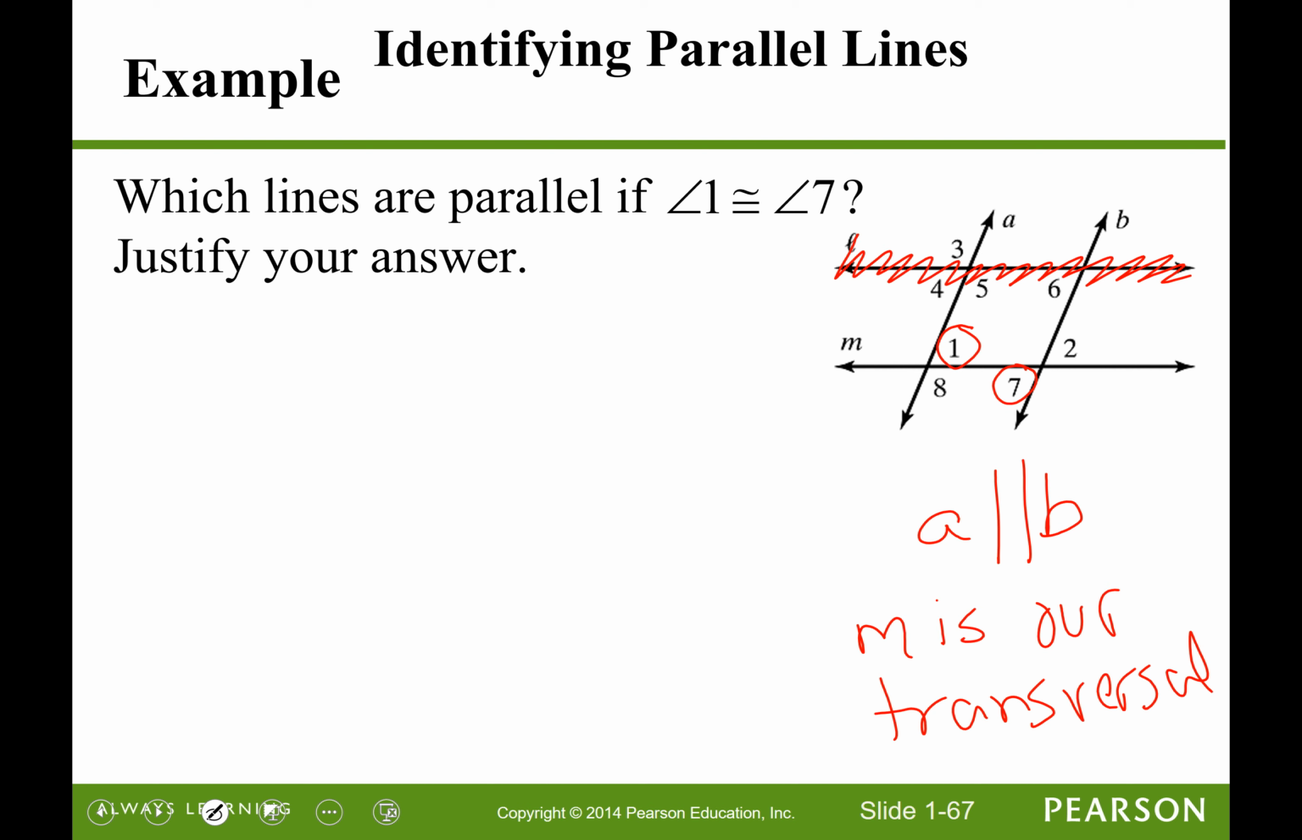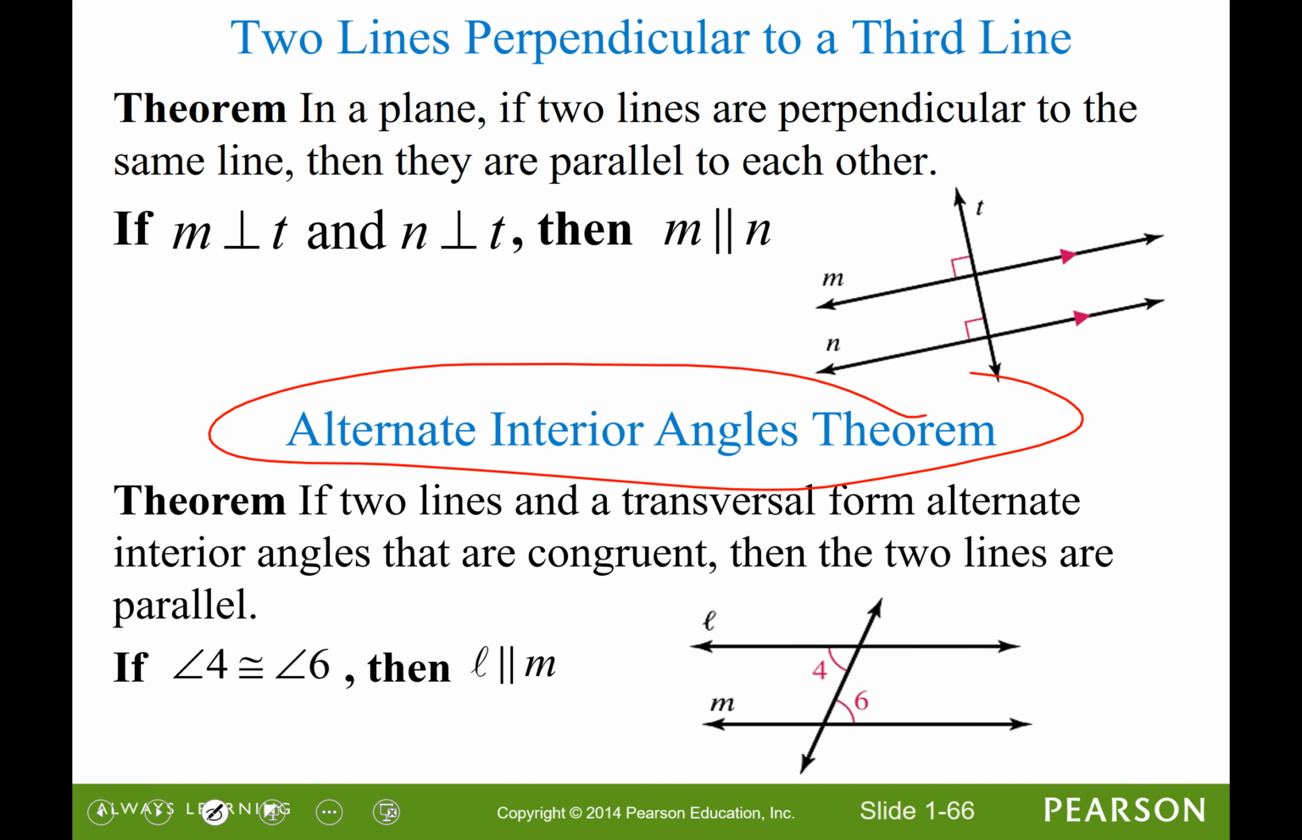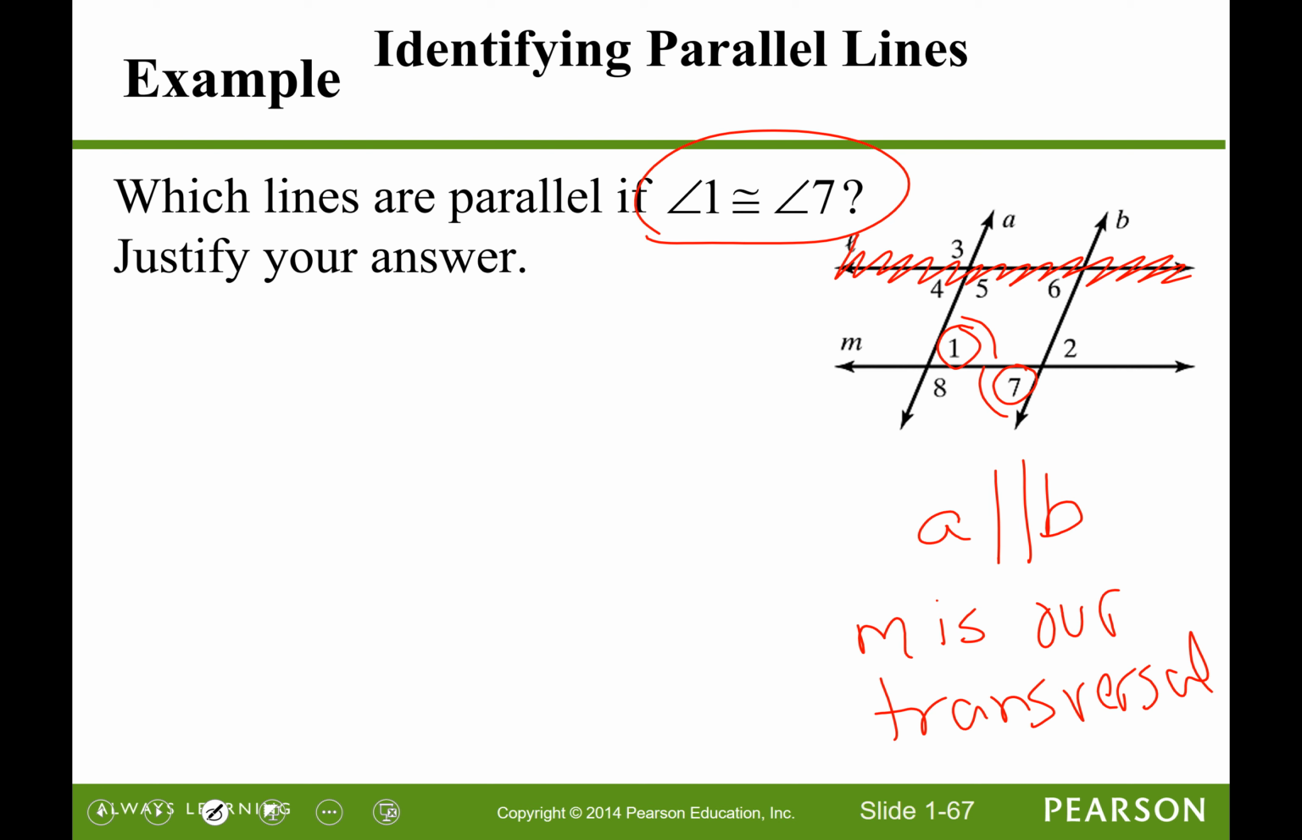Okay, so if A and B are parallel lines, let's go the other route. If angle 1 and angle 7 are congruent angles, and they are also alternate interior angles, hopefully you can see that, then by our theorem right here, the alternate interior angles theorem, we can conclude that A and B are parallel lines. All right, so the trick now is how to justify our answer.